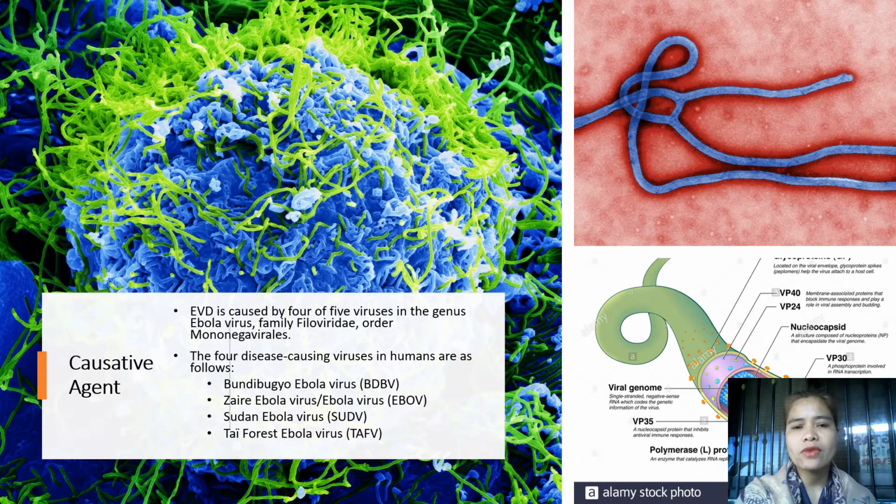The natural reservoir of Ebola virus is believed to be bats, particularly the fruit bats. The fifth virus is called the Reston Ebola virus. It is known to cause disease among non-human primates like monkeys, gorillas, and chimpanzees.